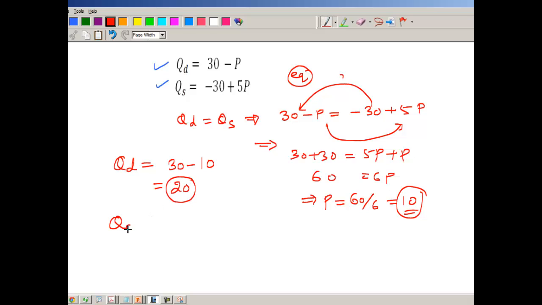We can match it, we can again check it that quantity supplied should also be 20. Minus 30 plus 5 into 10 is the price. So this is 50 minus 30. So quantity supplied is also 20.